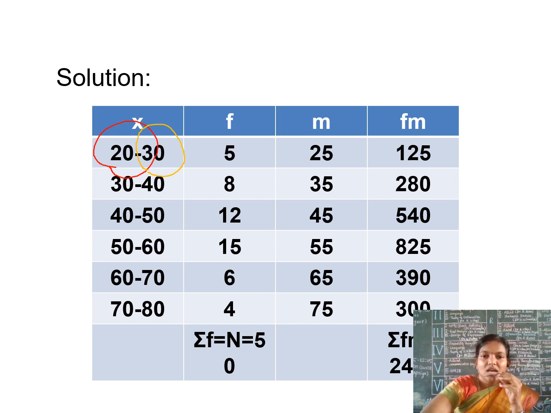So finally, the formula for calculating arithmetic mean for continuous series is summation fm by n. We should multiply the second column and the third column, f into m. 5 into 25 is 125, 8 into 35 is 280, 12 into 45 is 540. You should calculate similarly up to the last row.